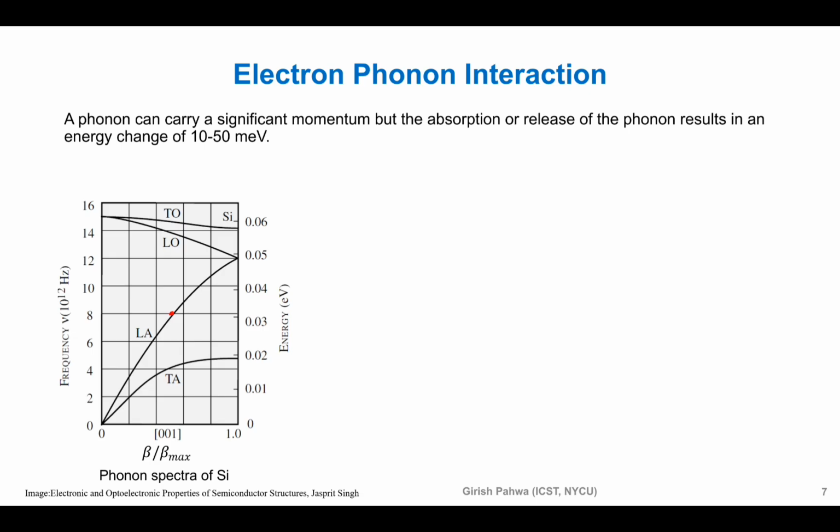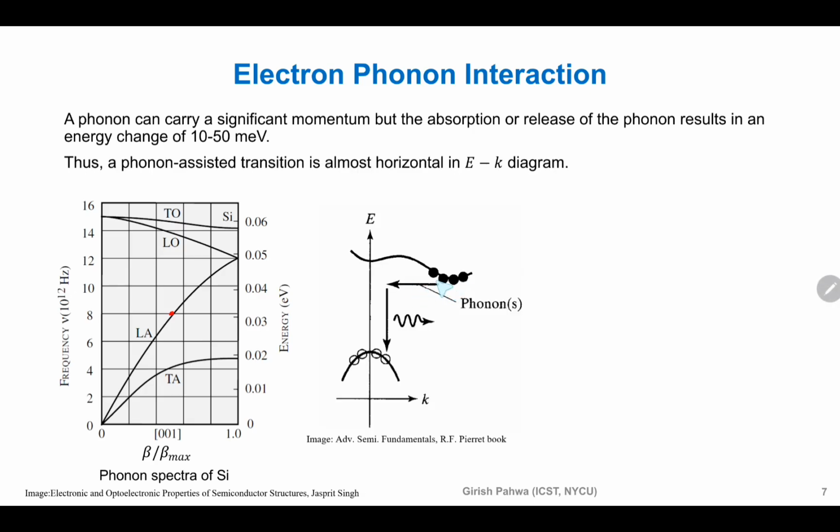It will change by a large amount, but the energy of the electron will not change much, because even after the absorption or emission of the phonon, the energy difference is going to be small, 50 milli electron volt or so. That's why this type of interaction is going to look almost horizontal in the EK diagram, because the change in energy of the electron after the interaction with the phonon is much smaller than the band gap.